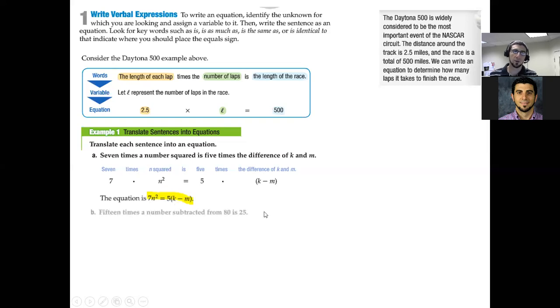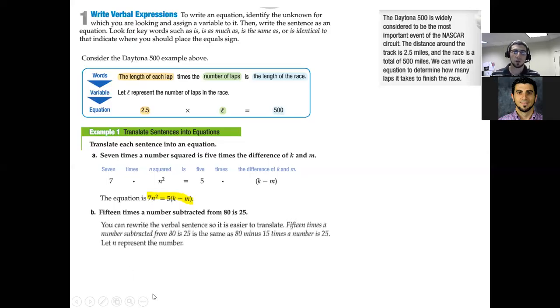Okay? Here's another one. 15 times a number subtracted from 80 is 25. Now this is one of those tricky ones where if you just write it in the order that the words appear, you're not going to be correct there. So it's 15 times a number subtracted from 80. So you would have 80 minus 15 times a number is 25. Okay, so 80 minus 15 times N equals 25. And that is our answer.